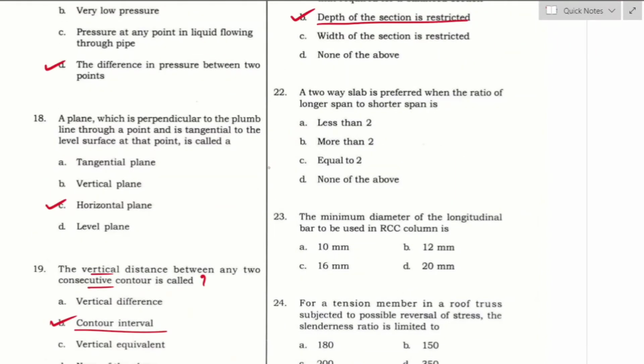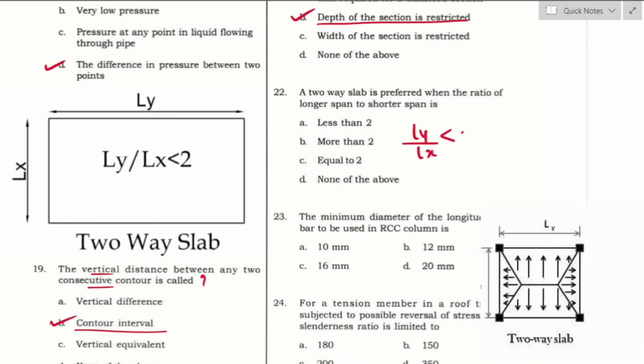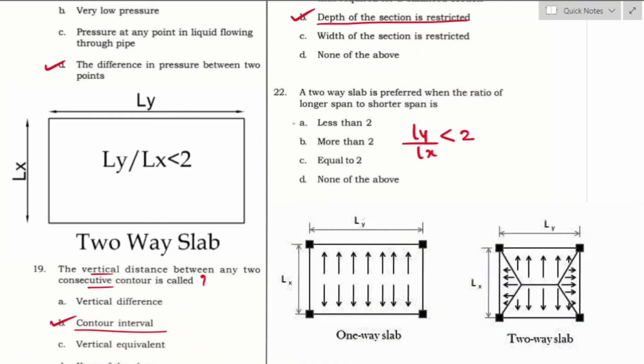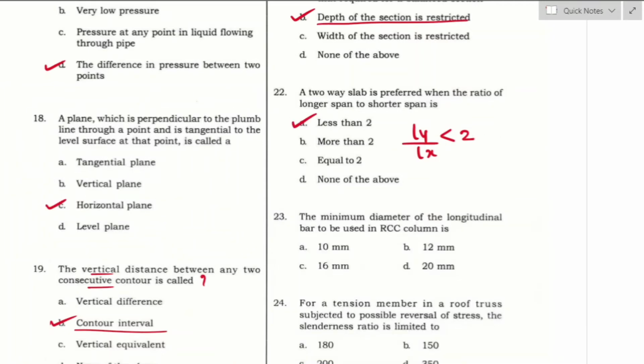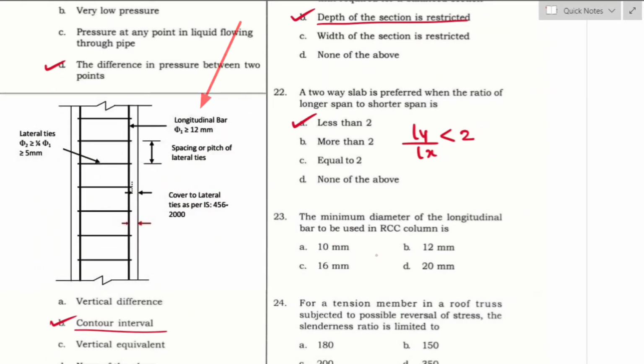A two-way slab is preferred when the ratio of longer span to shorter span, Ly by Lx, is less than 2. Option A is the right answer. Question number 23. The minimum diameter of the longitudinal bar to be used in RCC column is 12 mm. Option B is the right answer.